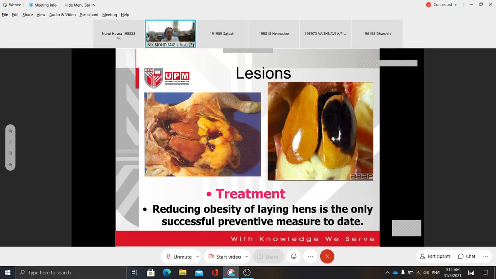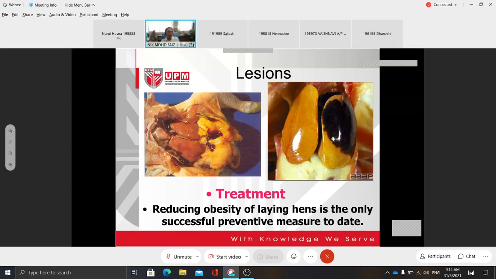And then for treatment, like I said, because it's usually related with excessive high energy intake, you may want to reduce the diet. Okay, you want to reduce the diet and energy intake, and then you may want to introduce lipotropic agents, like I said, vitamin E, vitamin B12, and others, and to reduce that.